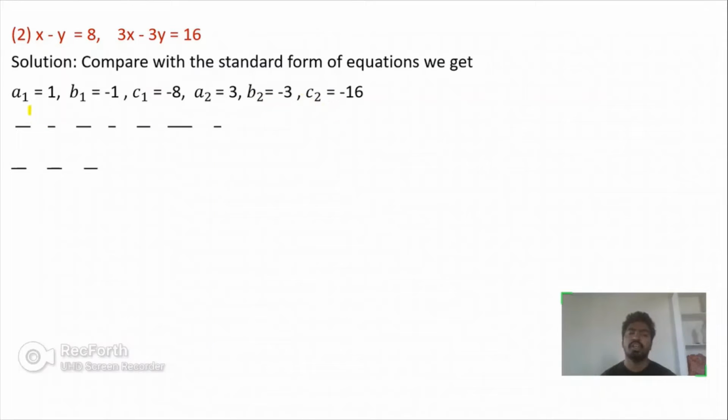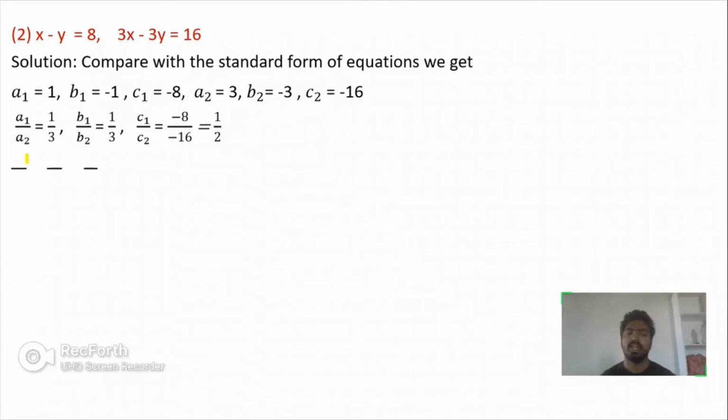Now we have to find a1 by a2, b1 by b2 and c1 by c2 values. a1 by a2 is equal to 1 by 3 and b1 by b2 is equal to minus 1 divided by minus 3, that is 1 by 3 and c1 by c2 is equal to minus 8 divided by minus 16, that is 1 by 2.